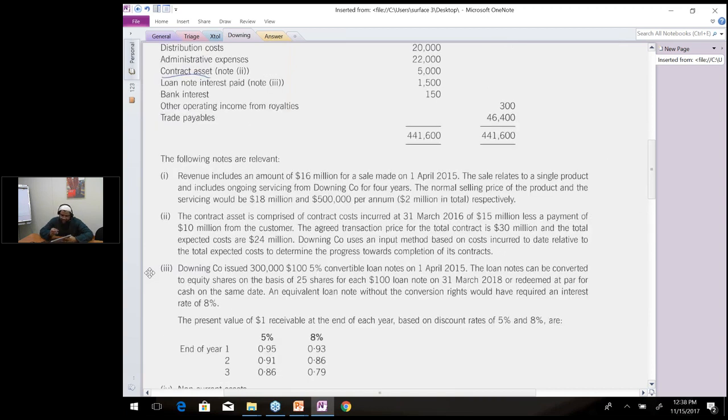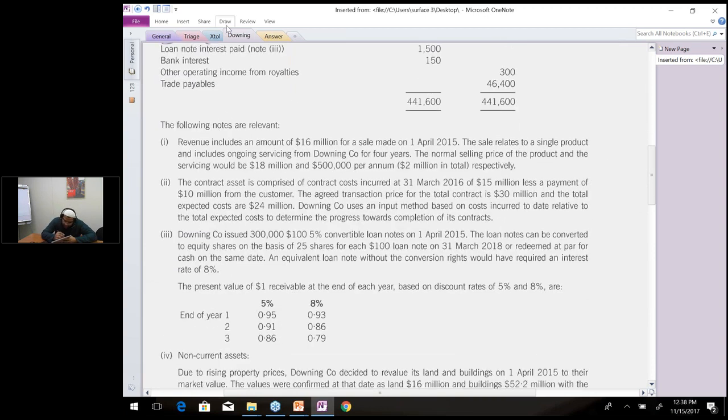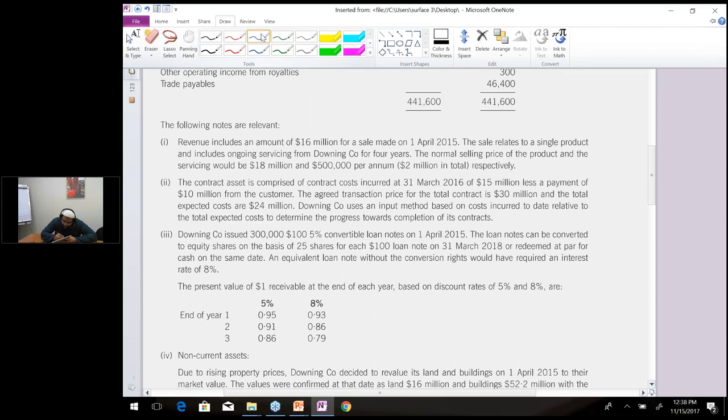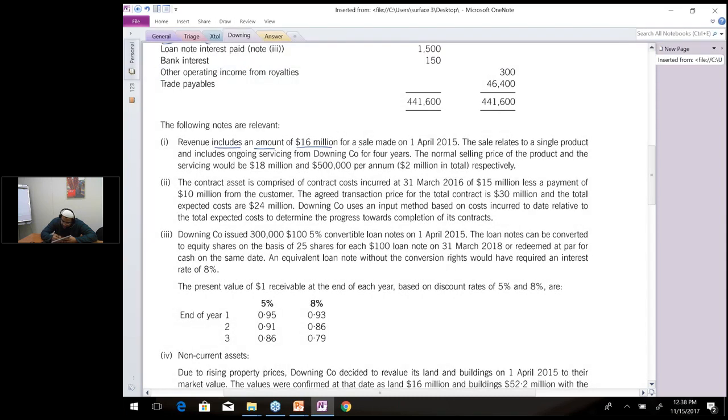Okay, now the question says that revenue includes an amount of $16 million for a sale made on 1st April 2015. This is the start of the year. The sale relates to a single product and includes ongoing servicing, which means that we have sold goods, plus we are giving the services as well.